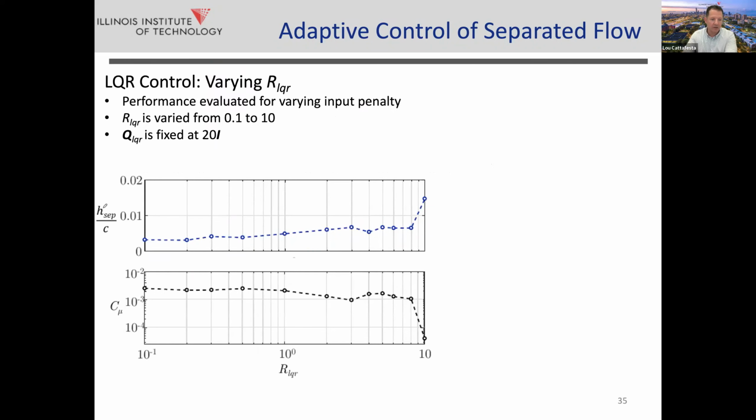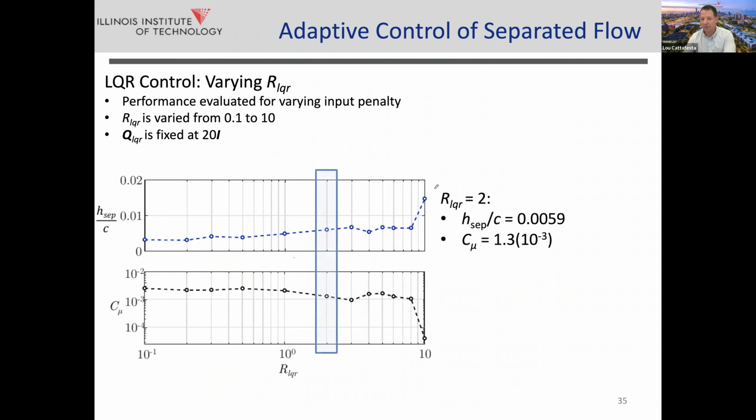So again, here's the height of the separation bubble. And now I'm plotting it versus this penalty term. And the lower plot is C mu. So you can see as I penalize the actuator by going to larger and larger values of R, C mu drops. When C mu drops, we get a larger separation bubble. On the other hand, as I back off on R, you can see that C mu will increase and the size of the bubble will decrease.